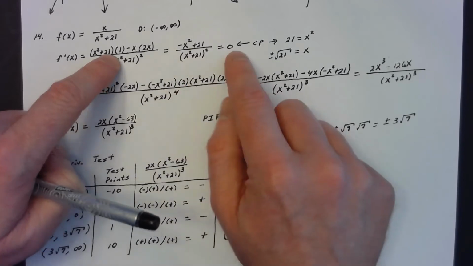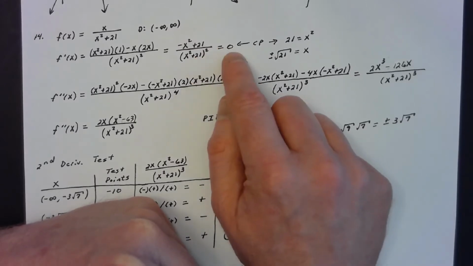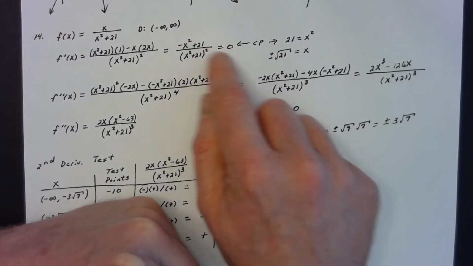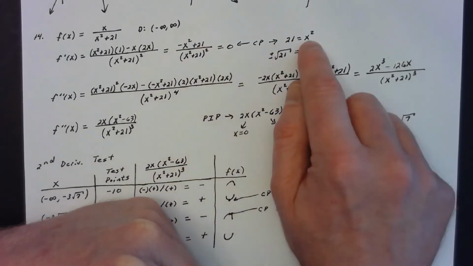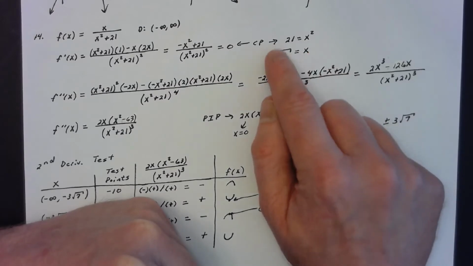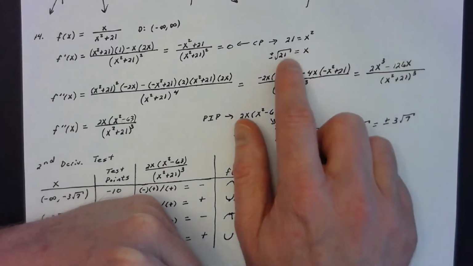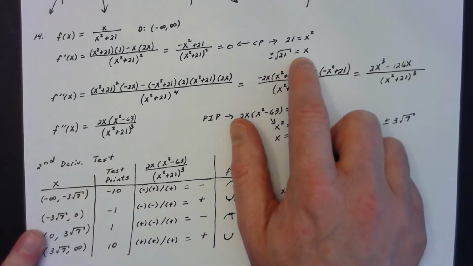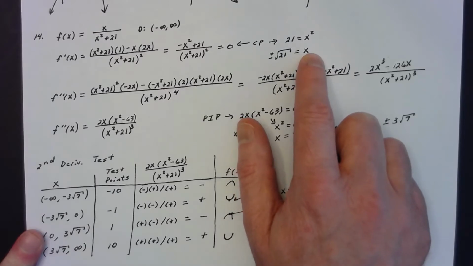We know that the critical points occur when this first derivative is equal to 0. The only way a fraction can ever equal 0 is if the numerator of that fraction is equal to 0. So I can say, well, then 21 is equal to x squared, which is then going to give me x equals plus or minus the square root of 21. So now I have my critical points. I'm not worried about whether those are maxima or minima. My second derivative test will tell me that.